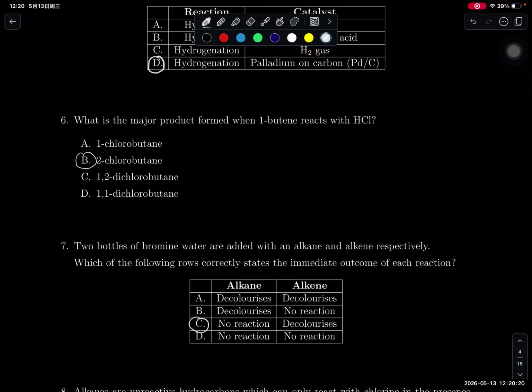Question 6. What is the major product formed when 1-butene reacts with HCl? It will be that. Okay, so trivial.